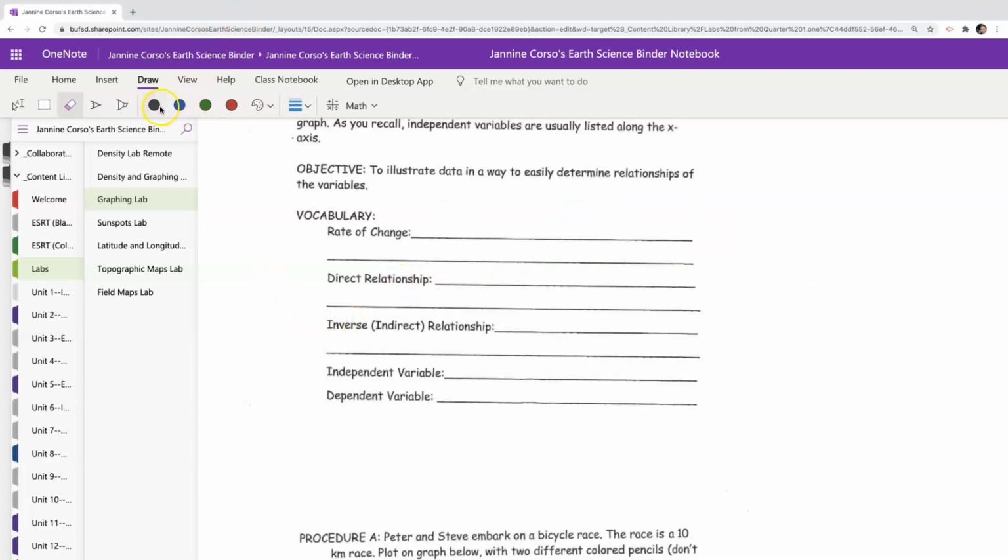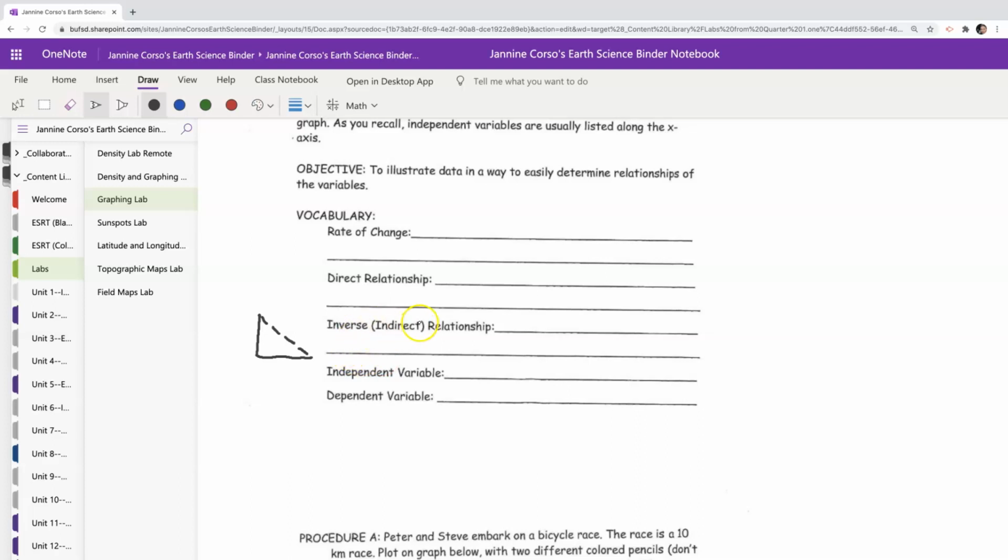Okay, so your inverse relationship, guys, off to the side of the actual definition, you can draw a little picture of a graph, and you're going to show a line decreasing on the graph. And your definition for this one would be, as one variable increases, the other variable decreases.